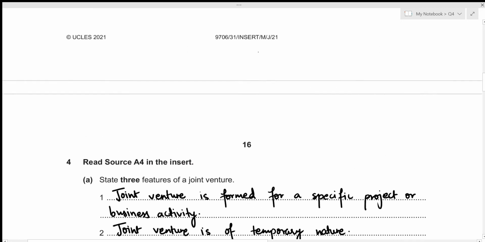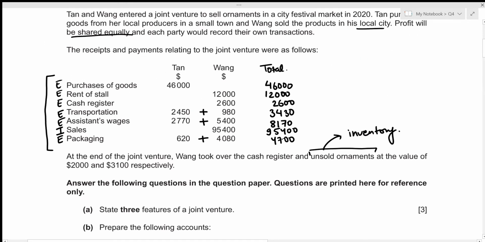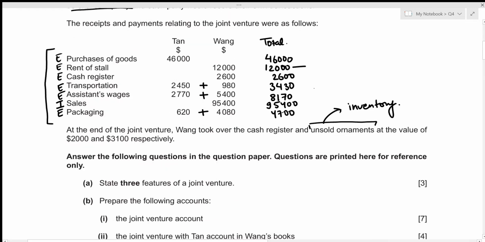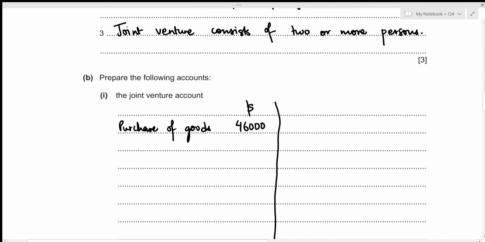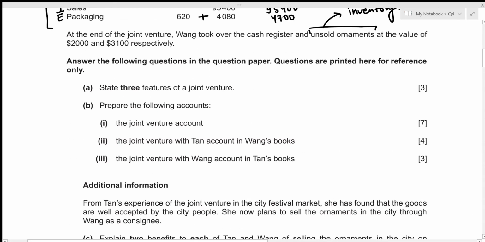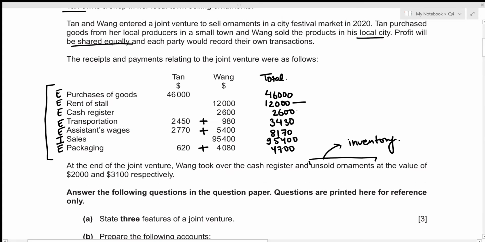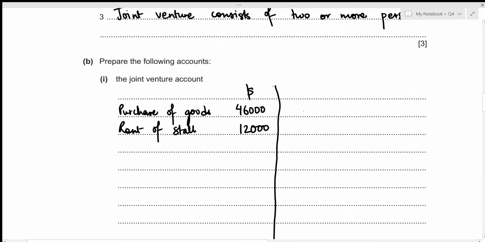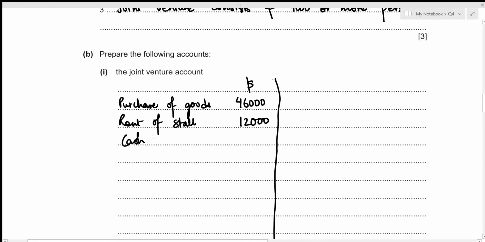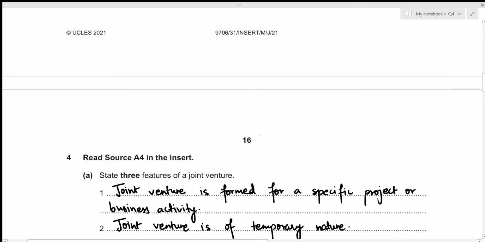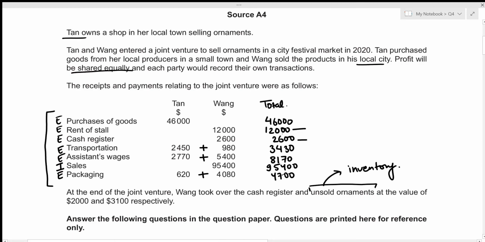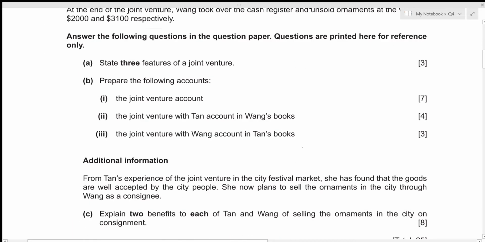Let's have a look above. The second expense that we have is the rent of stall amounting to 12,000. So let's write it down as well. This also goes on our debit side. So that's rent of stall amounting to 12,000. Again, let's have a look above. The third one is the cash register amounting to 2,600. That's an expense as well, so it goes on our debit side. That's 2,600. All right. Then for the fourth one, we have transportation expenses amounting to 3,430. Let's write it down.